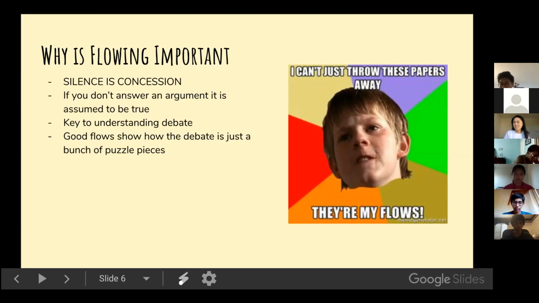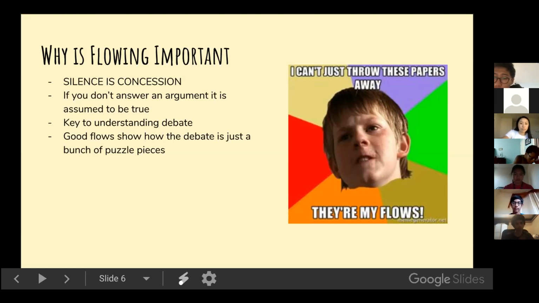This is less true for Congress because Congress is not two teams against each other and more of just a presentation form of debate. But generally, you want to be able to answer everything, and that makes your debating much stronger. If you don't have an answer to an argument, it's assumed to be true by the judge and the people in the round. Again, it's key to understanding debate, and usually when you have a good flow, it kind of looks like a puzzle, and things fit together because of how they interact.